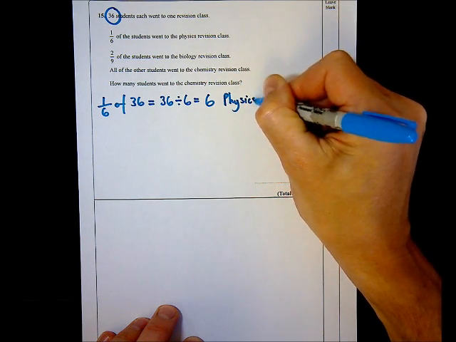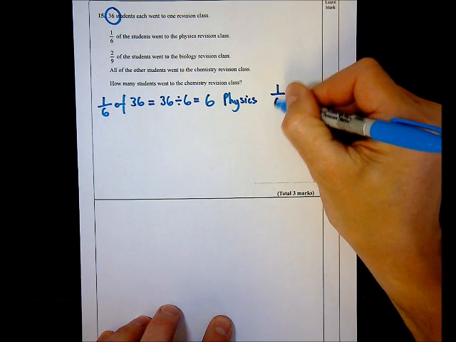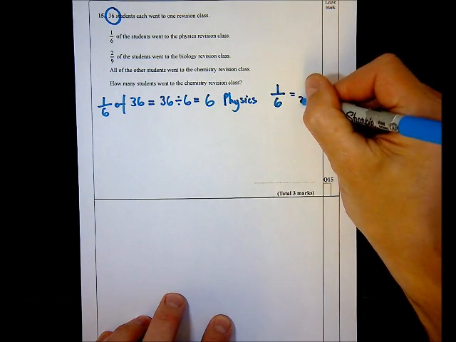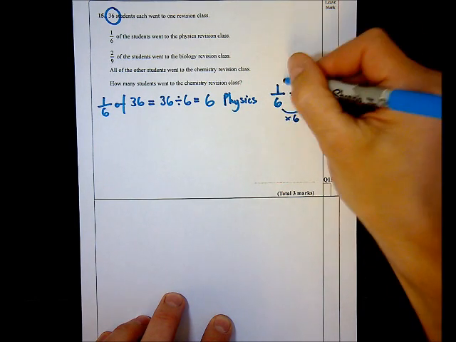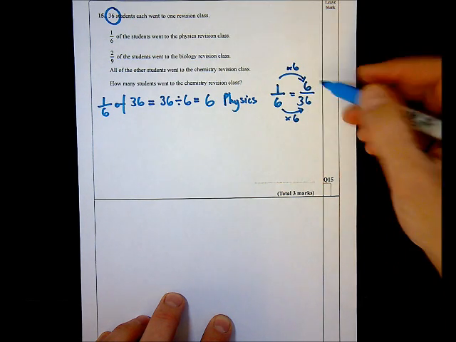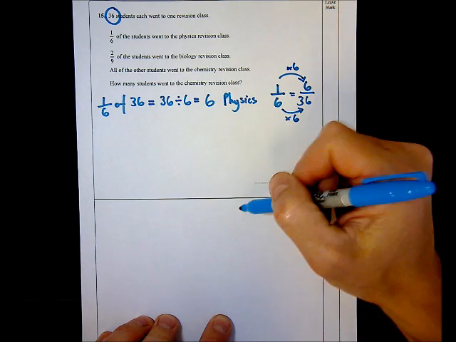Now there are other ways of doing this. One is to do it by equivalent fractions and say I've got 1 out of every 6 going to physics. So how many out of 36 would I get? And I can see that I've times the denominator by 6, so I'm going to times the numerator by 6, and that would be again 6 out of the 36 students. Again, I can do this by just continuing the times tables if I wanted to.